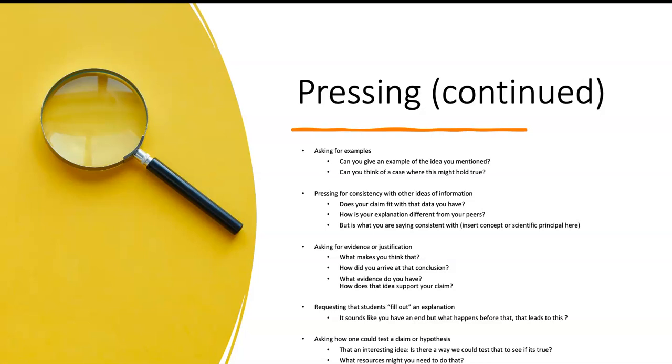You can also ask for evidence or justification. You can ask them, what makes you think that? How did you arrive at that conclusion? What evidence do you have? How does that idea support your claim? And then you can always request that students fill out an explanation. It sounds like you have an ending, but what happens before that that leads up to this? So if students know what happens at the end of the observation, but not necessarily what that means, you can start to press them to figure that out.